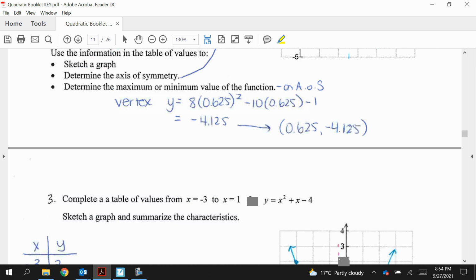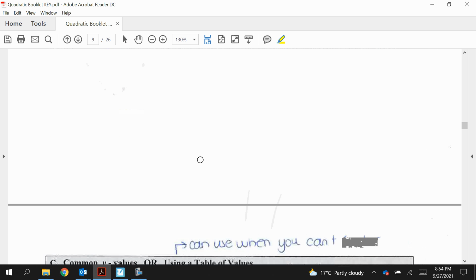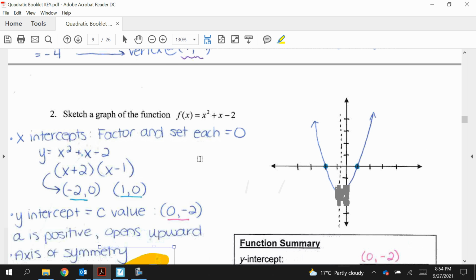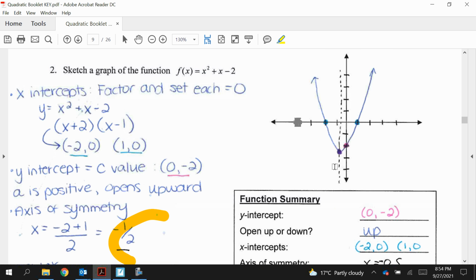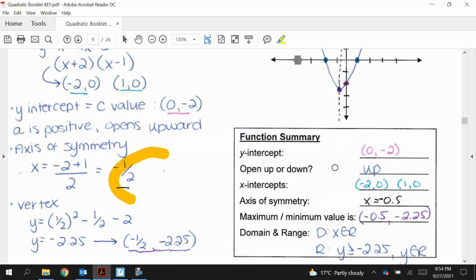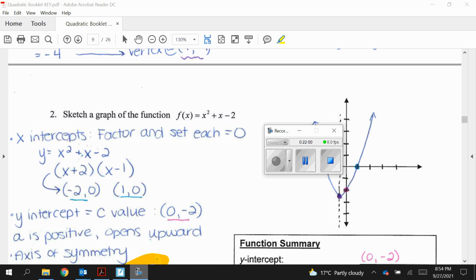I might recommend going back to some of these and just putting it in your calculator and verifying that this function summary is correct, that you can get to the same x-intercepts, that you can get to the y-intercept, that you can see where your axis of symmetry and your vertex are. So that's that.